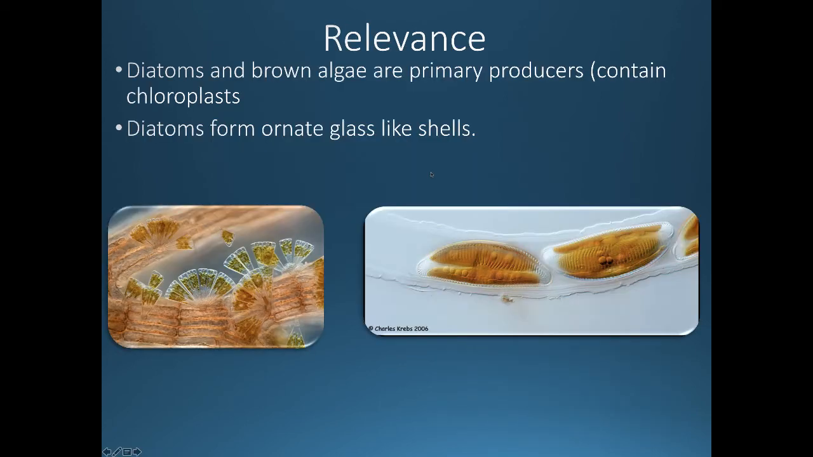All right, so now let's talk a little bit about the diatoms and the brown algae. They both serve as primary producers because they both contain chloroplasts, and as such they produce oxygen. And they are eaten by primary consumers. That is, they are eaten by various herbivores. Diatoms, as we've talked about before, and you see here, produce these really interesting ornate glass-like shells.